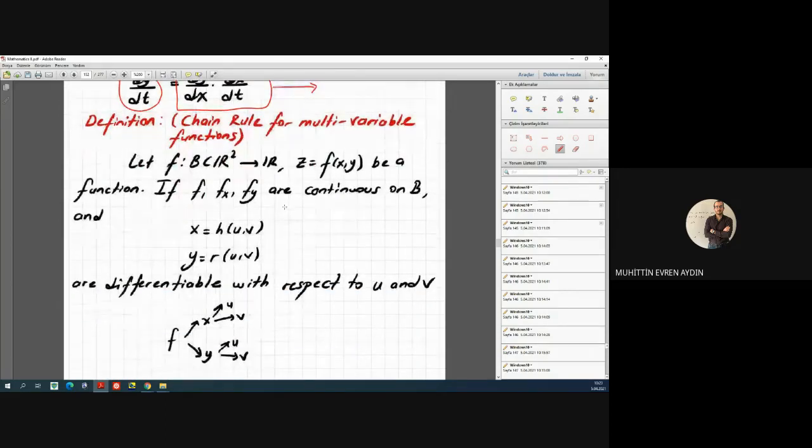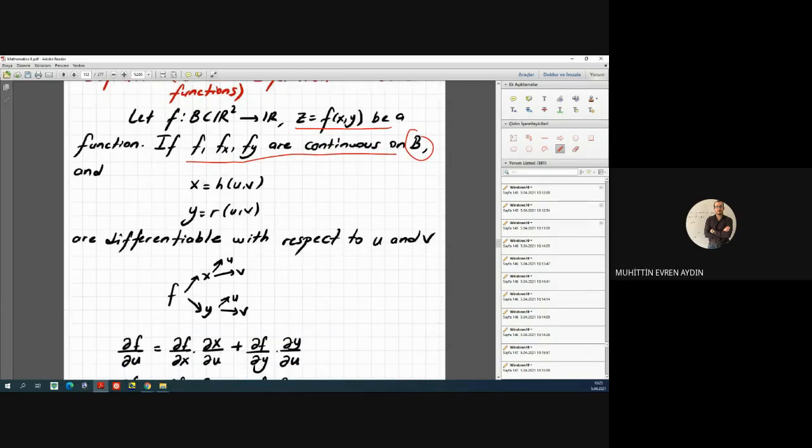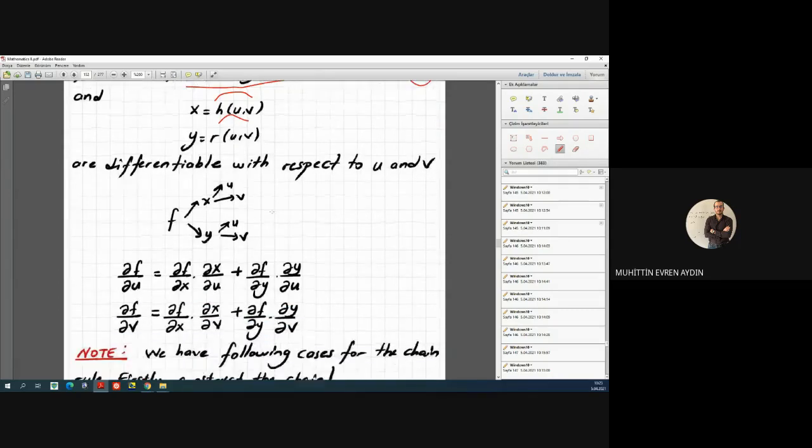So let's define it. Let f be a function whose first derivatives are continuous, and f itself is also continuous on this domain B, and the variable x depends on two other variables u and v, and y depends on the two variables u and v. In such a case, as you can see in this diagram, f at last depends on the variables u and v.